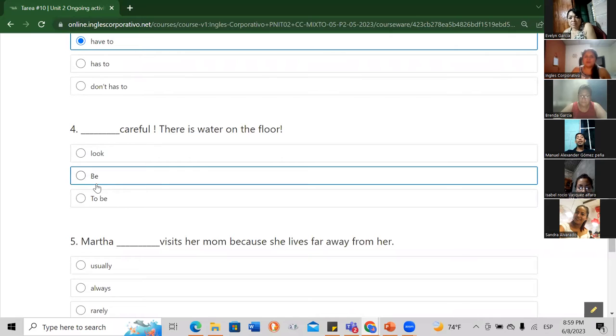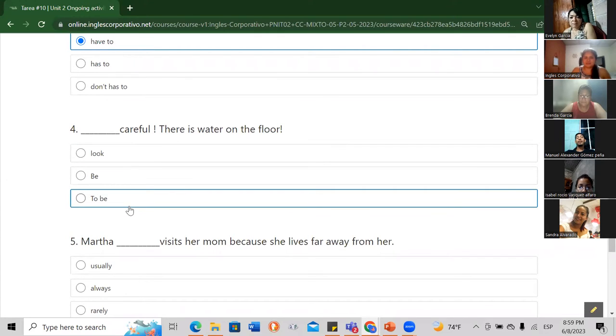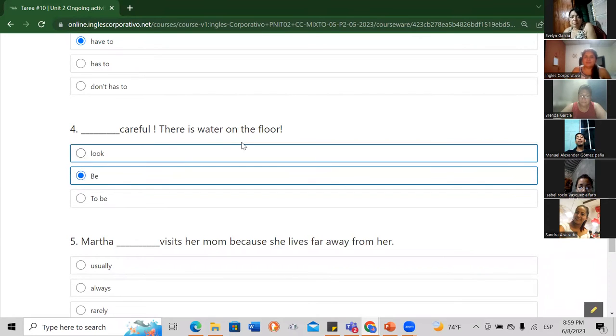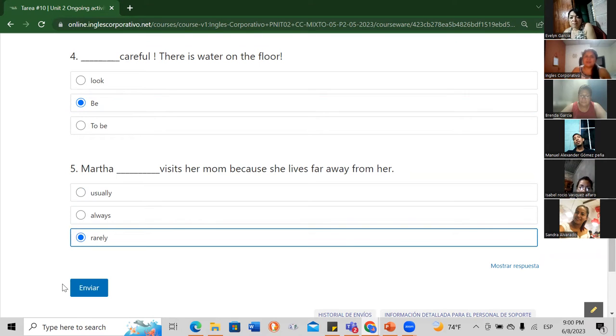Look careful or be careful or to be careful. Which one is correct? Be careful. There is water on the floor. Martha usually visits her mom because she lives far away from her. Or always or rarely? Rarely, right? Because lives far away. No está cerca para ir always, okay? Good.